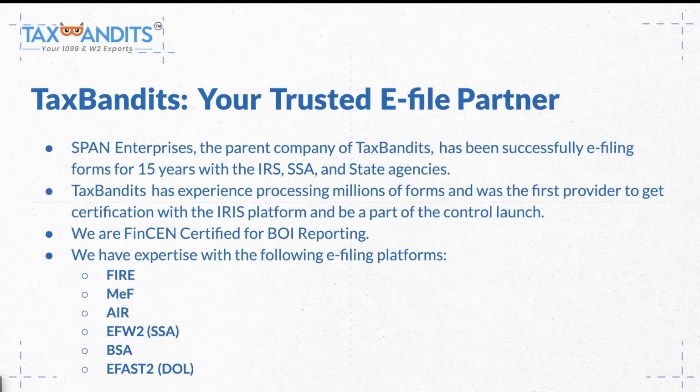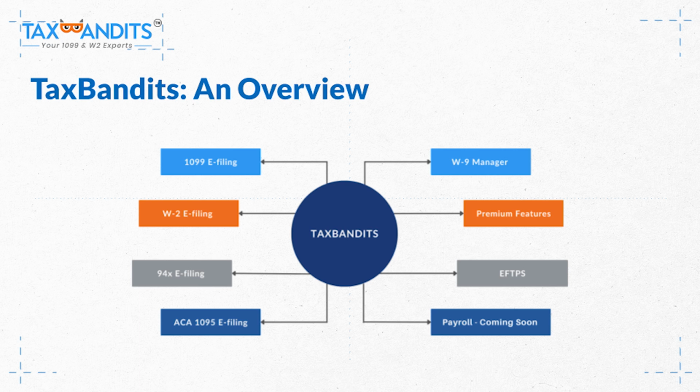TaxBandits, your trusted e-file partner. Span Enterprises is the parent company of TaxBandits and has successfully been e-filing forms for 15 years with the IRS, SSA, and state agencies. TaxBandits has experience processing millions of forms and was the first provider to get certification with the IRS platform and be part of the launch. We are FinCEN certified for BOI reporting. We have expertise with the following e-file platforms: FIRE, MEF, AIR, EFW2 with the SSA, BSA, eFast2, or DOL.